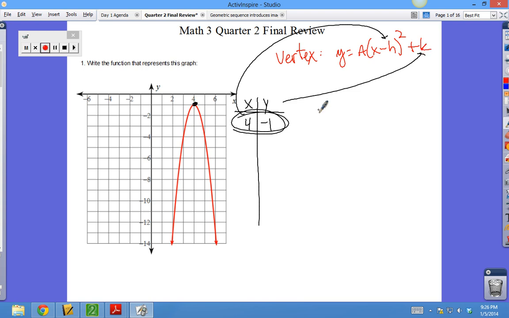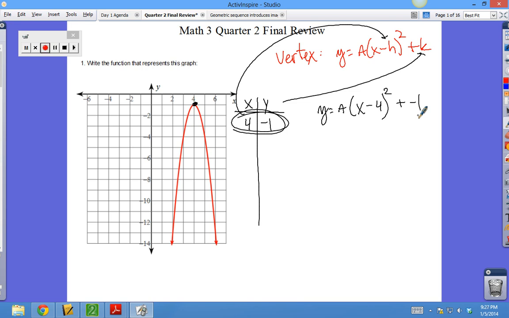So here we go. Step number 2. y equals a(x minus h), so it's going to be x minus whatever h is. h is 4, squared, and k is -1. So it's going to look like this.